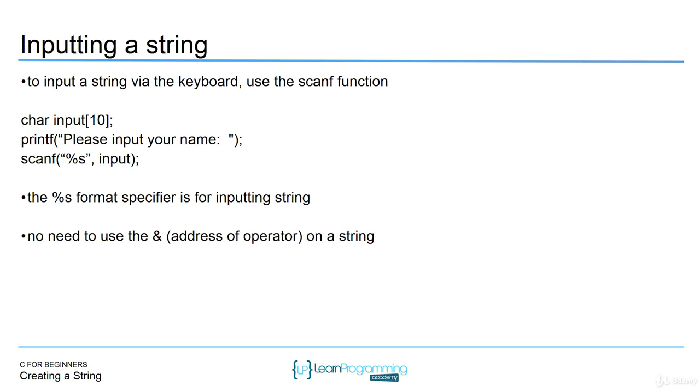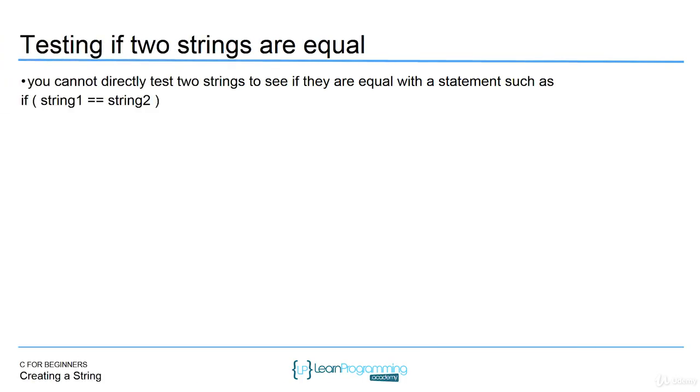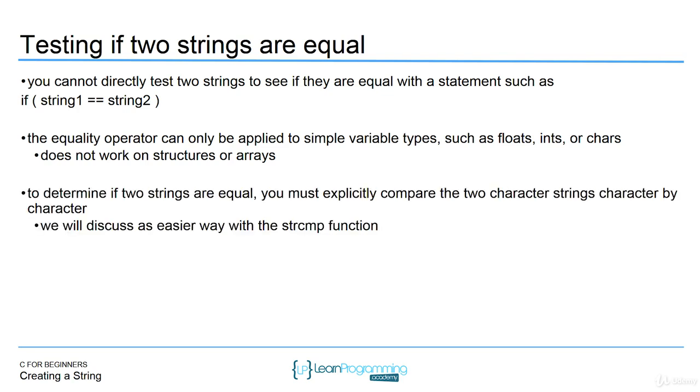How about testing if two strings are equal? Well, up until this point, we have tested variables to see if they're equal. We just use equals equals, right? But with strings, this is not going to work. Remember we said that strings are character arrays, so you can't use operators on them. The equality operator can only be applied to ints, doubles, floats, or characters. It does not work on structures or arrays. You can't compare two arrays, so it's not going to work with strings.